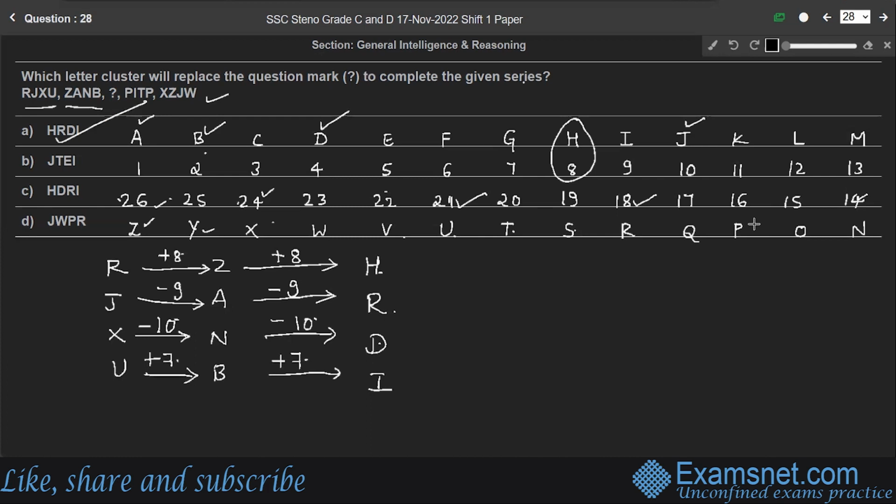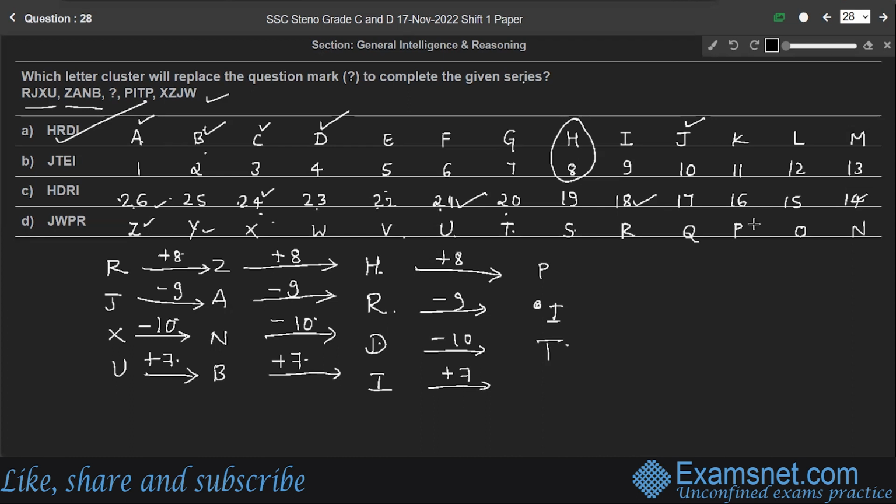HRDI, option A, is the right answer. To verify this, we'll consider the fourth and fifth clusters. The rule is: H plus 8, R minus 9, third letter minus 10, fourth letter plus 7. H is 8, 8 plus 8 is 16, which is P. R is 18, minus 9 is 9, which is I. D is 4, minus 10: 4 minus 1 is 3, which is C, and continuing down to minus 10 gives 20, which is T.